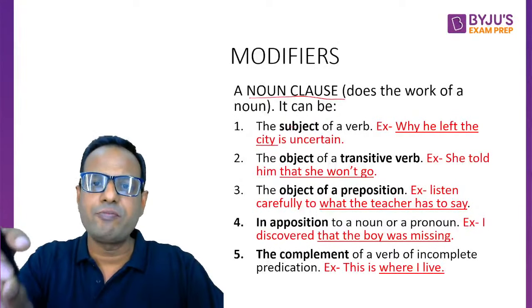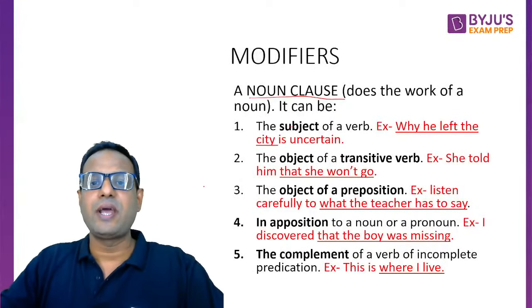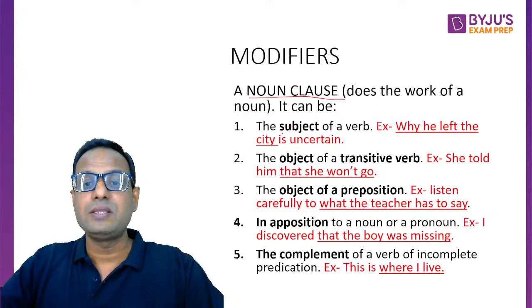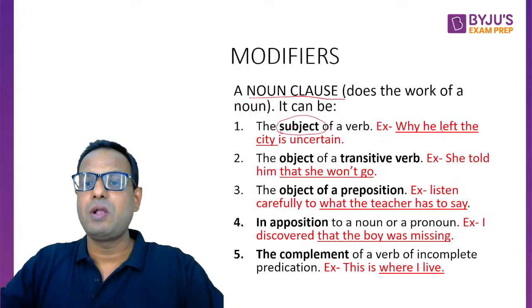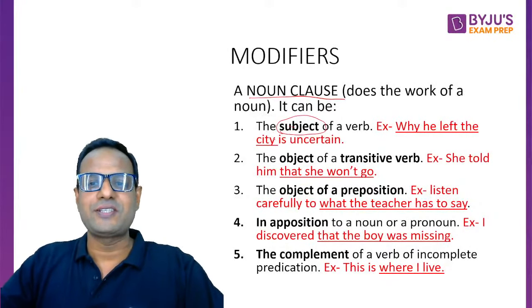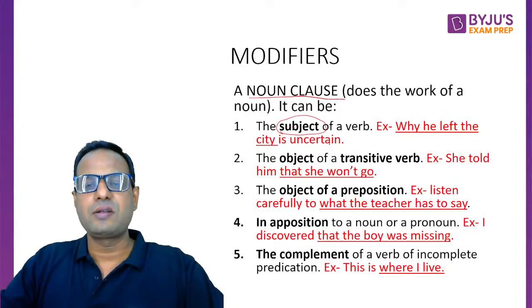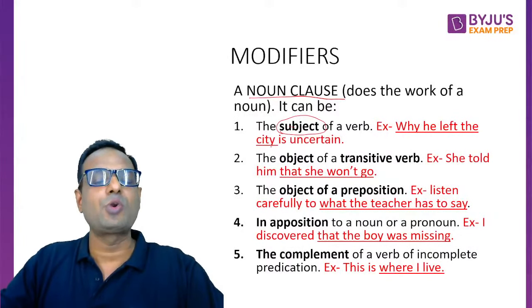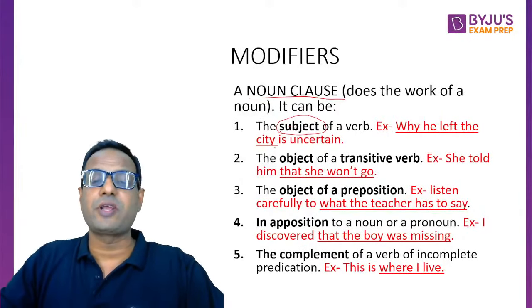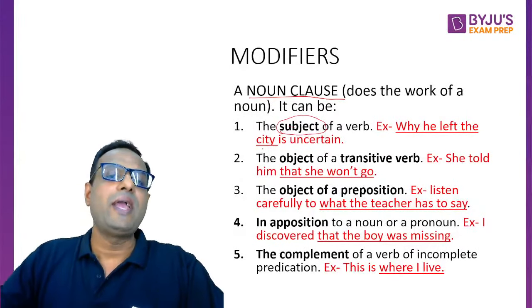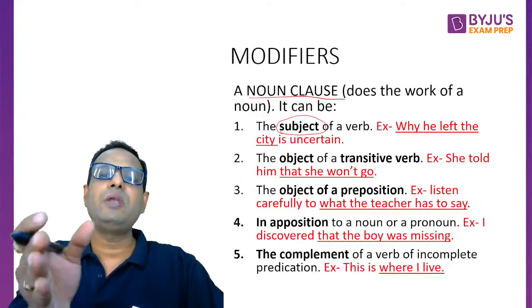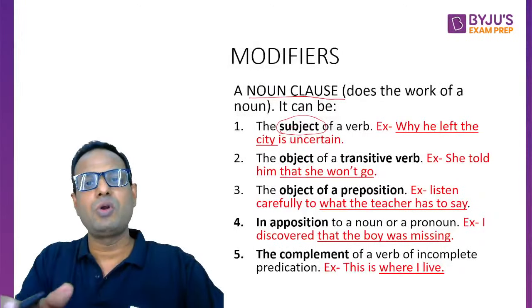So, these are the 5 pointers that will help you understand what a noun clause can be. You see, a noun clause can be, number one, the subject of a sentence. Okay. Why he left the city is uncertain. Now, please try to understand this. Why he left the city is uncertain. And why am I saying that why he left the city is a noun clause? Because it answers the question what. This is the trick. Always ask yourself this question. Any word or word group that answers the question what will either be a noun phrase or a noun clause.